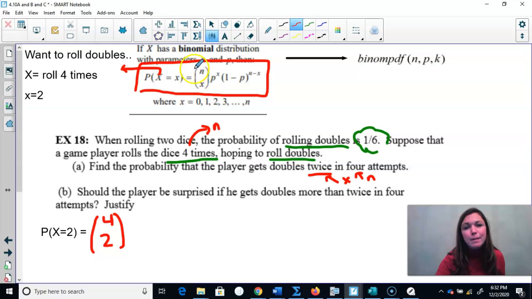Now, what this symbol is in mathematics is a combination. So that means I could roll doubles on the first and the second out of the 4. I could roll the doubles on the first and the third, the first and the fourth, the second and the third, so on and so forth. This is taking into account all the different combinations, all the different ways that I can get doubles twice out of the 4 times that I roll it.